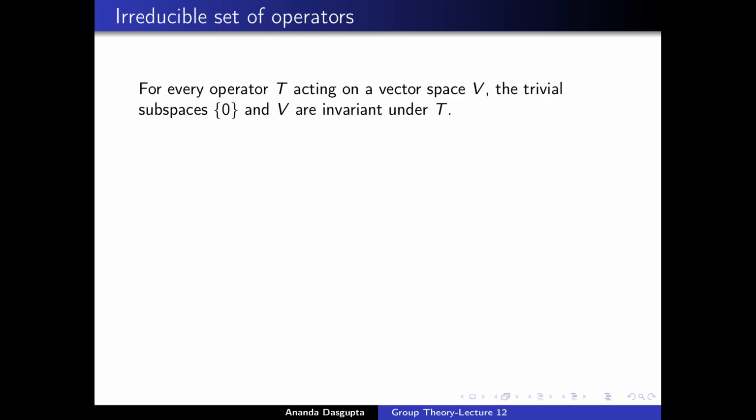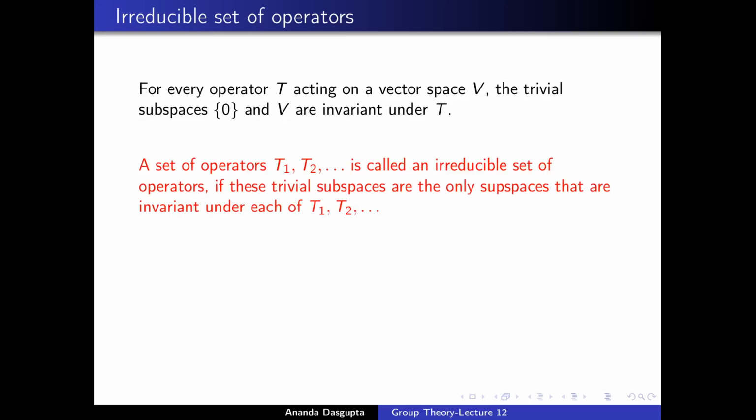Of course, if you take any vector small v in capital V and apply capital T on it, since capital T is a well-defined linear operator from V to V, the result will have to be in capital V. So capital V, of course, has to be invariant. So these are trivial subspaces. Now, a set of operators, T1, T2, and so on, is called an irreducible set of operators if these two trivial subspaces are the only subspaces that are invariant under each one of T1, T2, and so on.